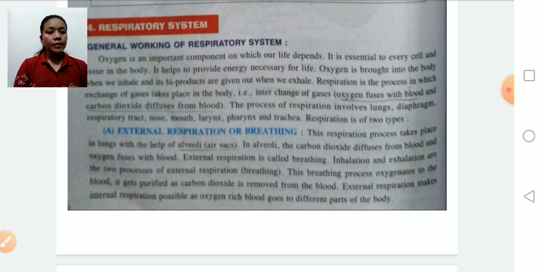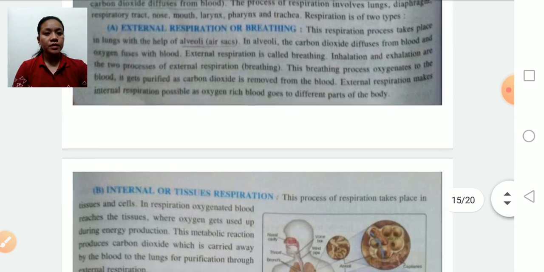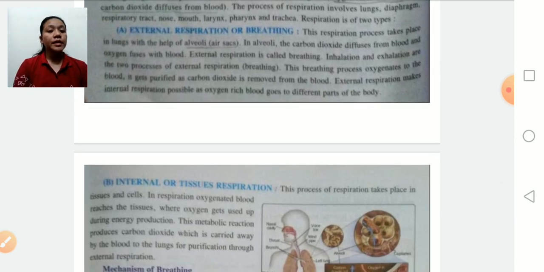The process of respiration involves the lungs, diaphragm, respiratory tract, nose, mouth, larynx, pharynx, and trachea. Respiration is of two types: internal respiration and external respiration. In external respiration, the respiration takes place between lungs and blood.